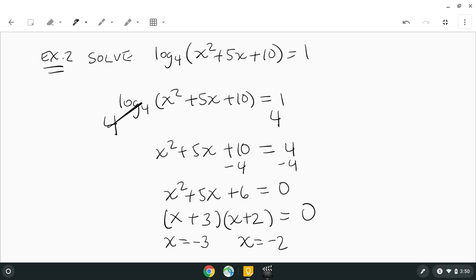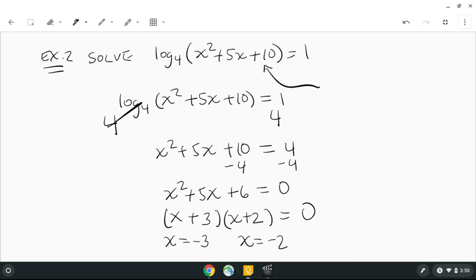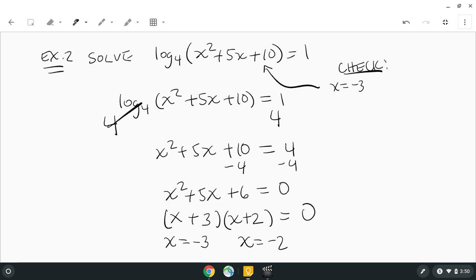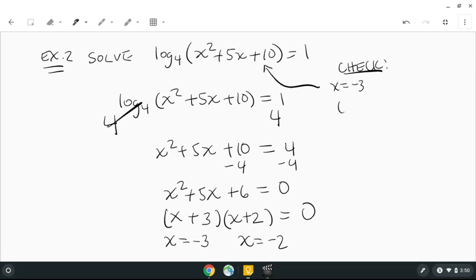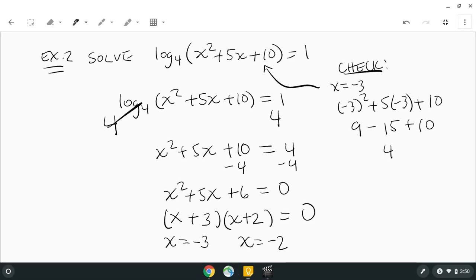So we have to check both of these. If I plug in -3 in here, what we're doing here is we're checking. I get -3 squared plus 5 times -3 plus 10, and I get 9 minus 15 plus 10, and here I get 4. Okay, so we're good.